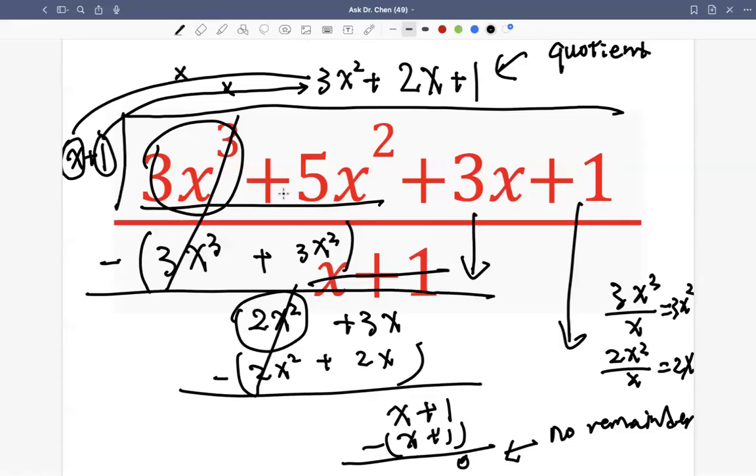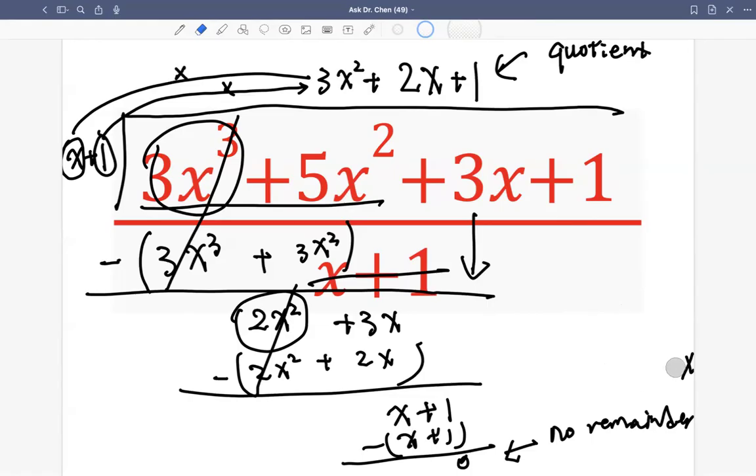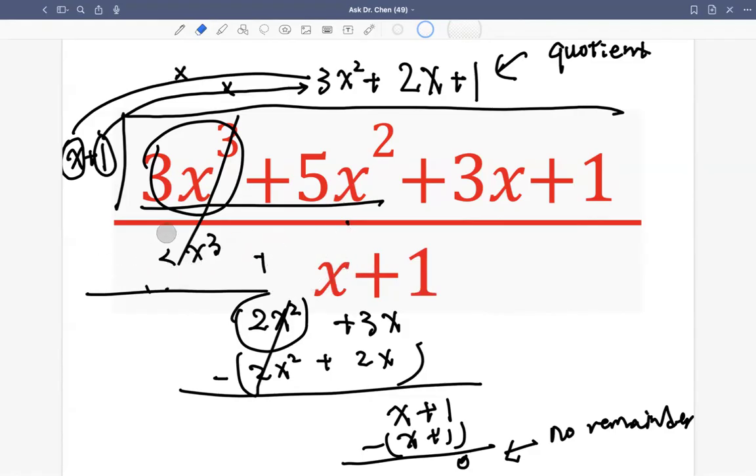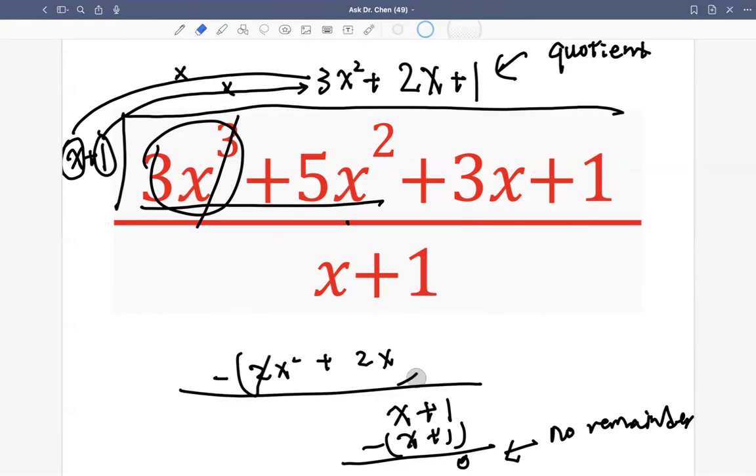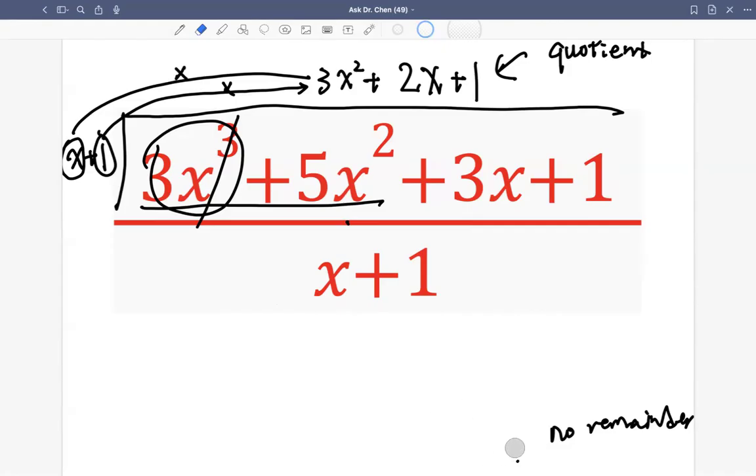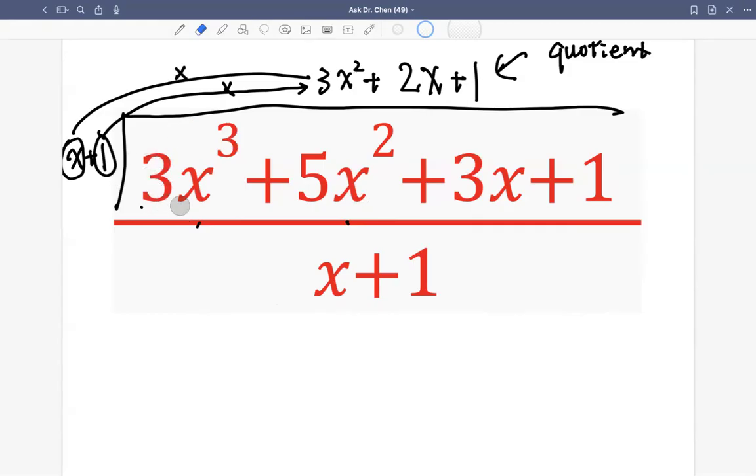Right, so how do we write this? We write on the side, so the no remainder, let's erase all this. We don't really need all this anymore, because we have the quotient ready. And there's no remainder, which means the remainder is 0. So this equals 3x squared plus 2x plus 1. All right.